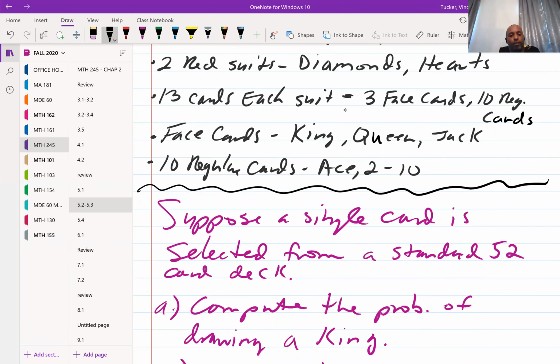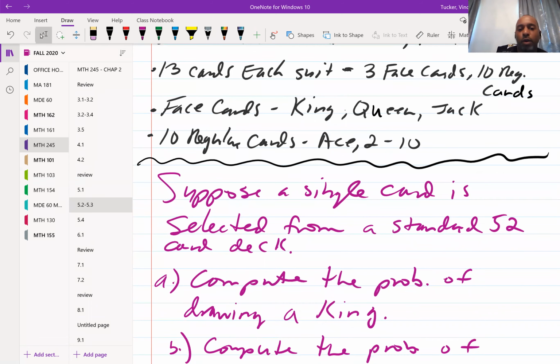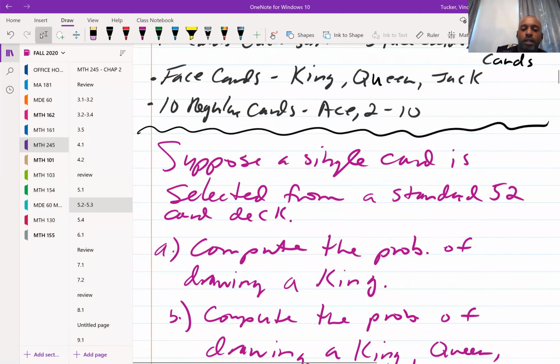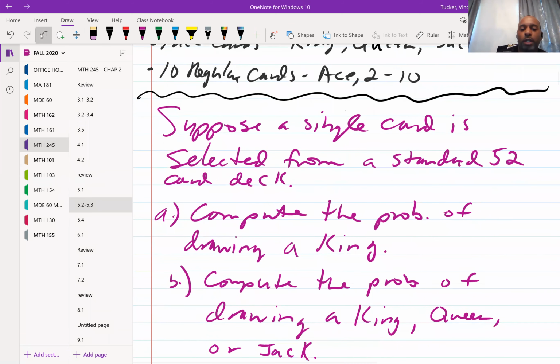All right, so let's look at our first example. Suppose a single card is selected from a standard 52 card deck. A, we want to compute the probability of drawing a king. Then B, we want to compute the probability of drawing a king, queen, or jack. So I'll give you a chance to write that out.